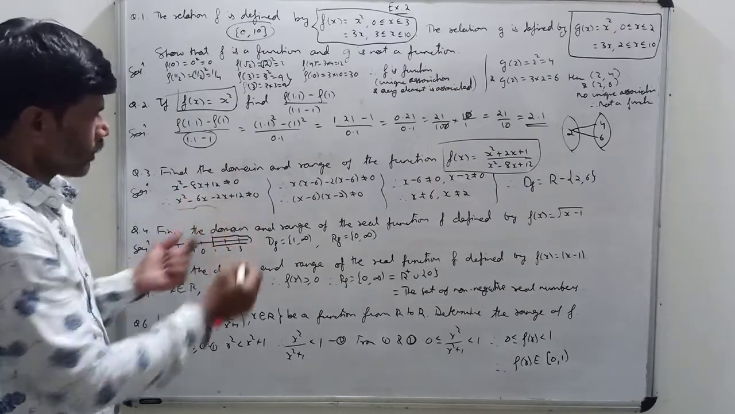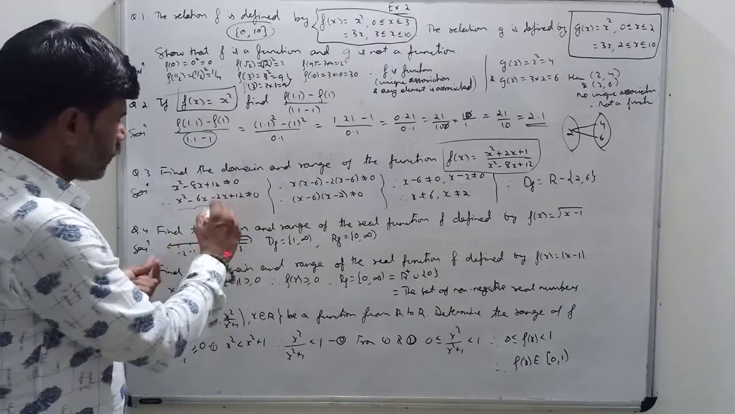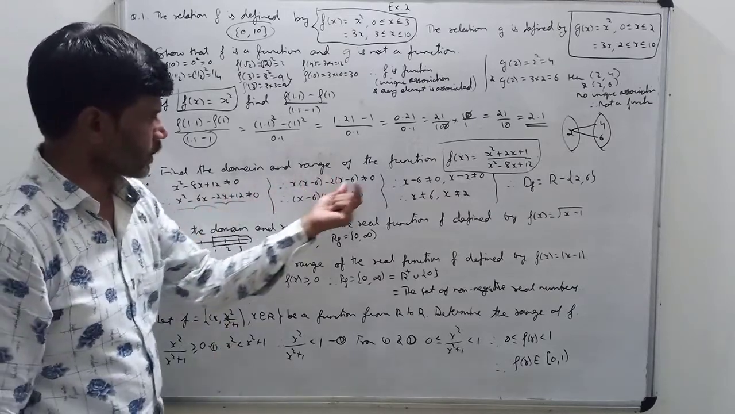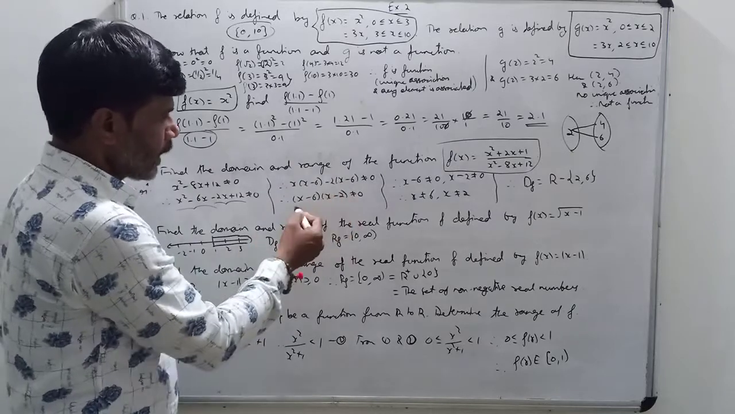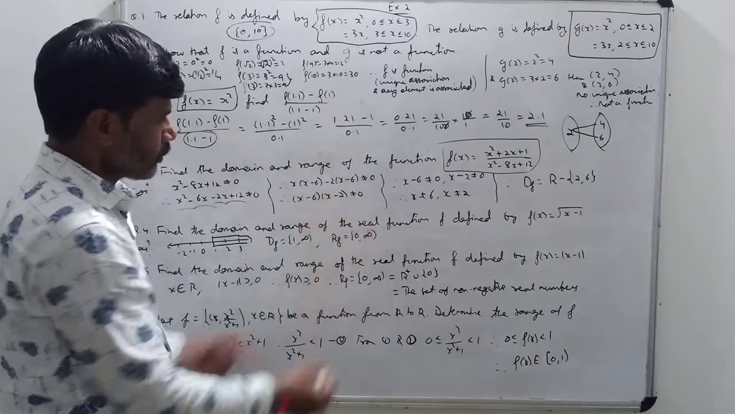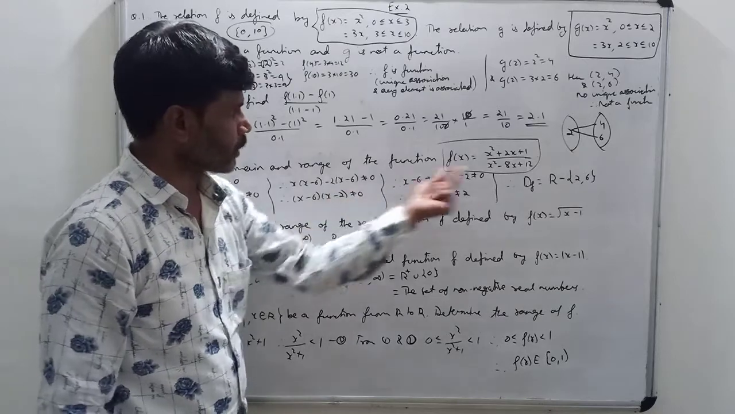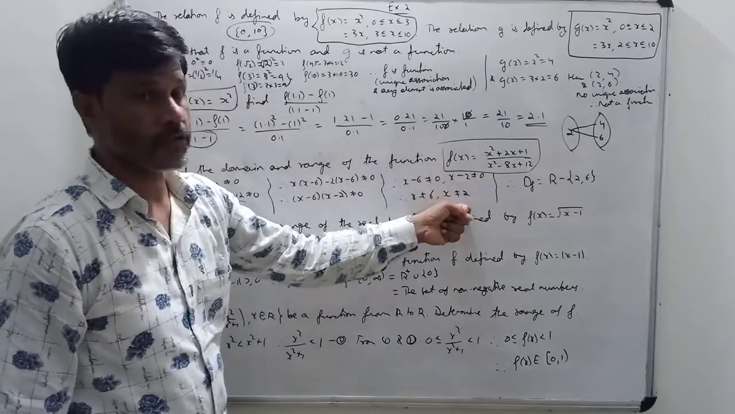From these two, what is common? x. What is left? x minus 6. From these two, what is common? Minus 2. What is left? x minus 6. Okay, not equal to 0. Taking x minus 6 again common, what is left? x minus 2 is not equal to 0. Means x minus 6 is not equal to 0 and x minus 2 is not equal to 0. Means x is not equal to 6 and x is not equal to 2.